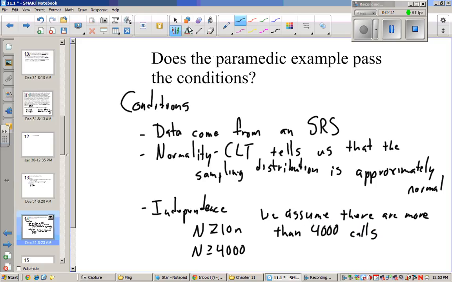And then once you have that, then you have your conditions. Very similar, pretty much exactly the same as confidence.